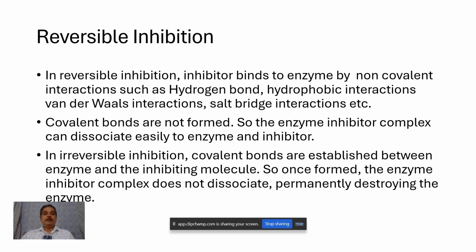In irreversible inhibition, covalent bonds are established between the enzyme and the inhibiting molecule. So once formed, the enzyme inhibitor complex does not dissociate, permanently destroying the enzyme. So it is called irreversible inhibition. It cannot be reversed because covalent bonds are very strong and they cannot be dissociated easily.